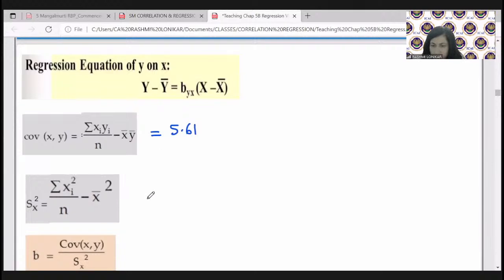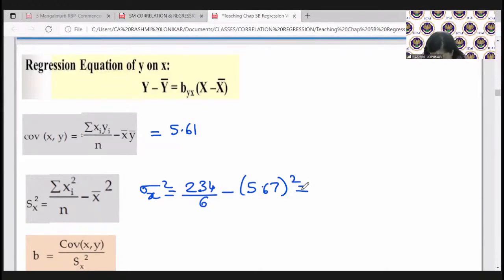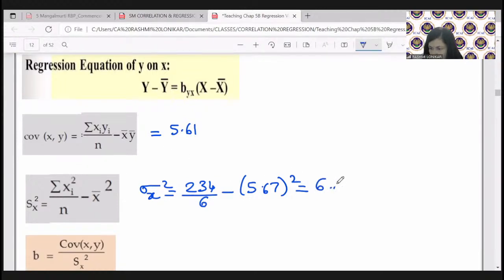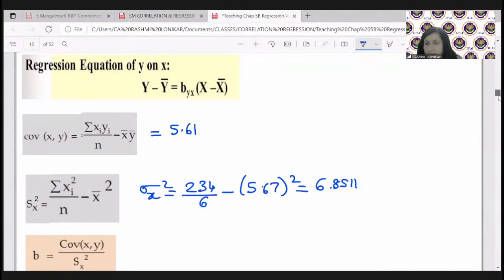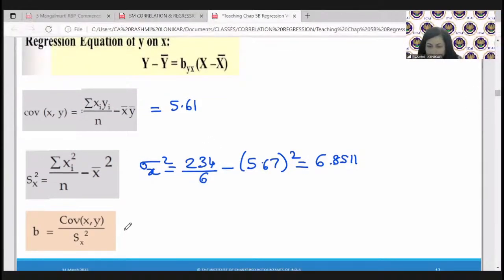Now how much is sigma x square? Summation x square is 234. So 234 upon 6 minus x bar, 5.67, the whole square. Let us see how much is this. When I solve this, I get 6.8511. Now I can find b because I am trying to find the regression equation of y on x. Now what is b?